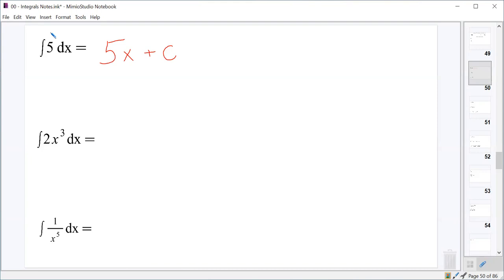Instead of multiplying and then dropping the power, we're going to actually increase the power by 1 and then divide by that new power. So this is going to look like 2x to the 3 plus 1, and then we're going to divide that by 3 plus 1, or divide it by 4. And don't forget, since this is an indefinite integral, we're going to add a constant to it. Of course, you're not going to write x to the 3 plus 1. You're just going to write x to the 4th, and it's over 2 if you simplify that fraction. And again, remember that plus c.